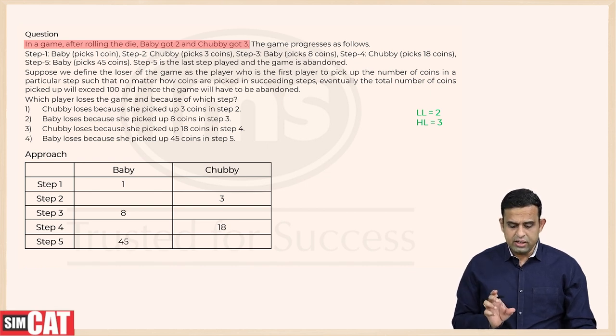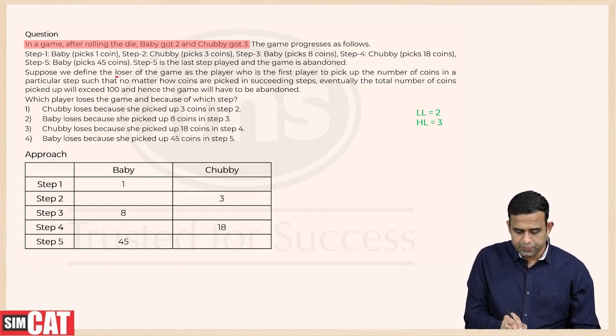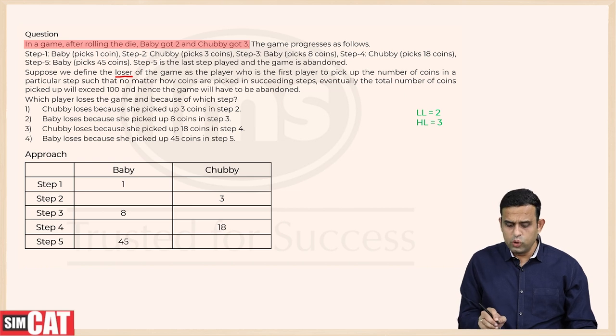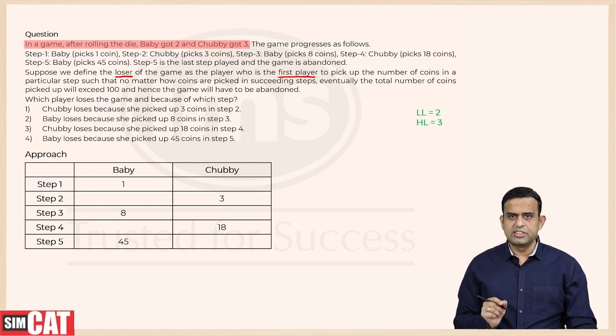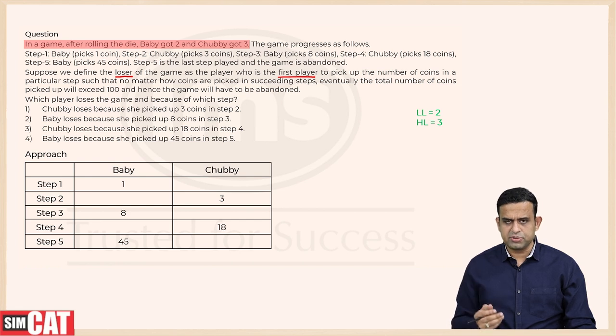Now they are defining the loser of the game as the player who is the first player, again very important, to pick up a number of coins in a particular step such that no matter how the coins are picked in the succeeding steps, eventually the total number of coins picked up will exceed 100, and hence the game will have to be abandoned. So we need to find out who is the first player who is causing the trouble.